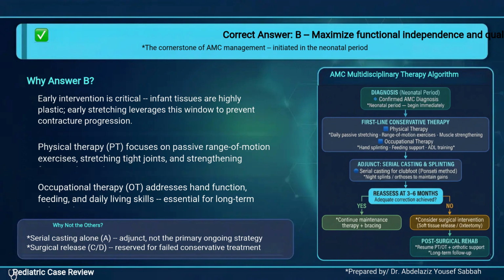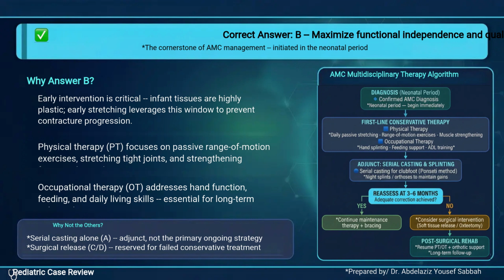quality of life. This is the cornerstone of Arthrogryposis Multiplex Congenita management and should be initiated in the neonatal period. Early intervention is critical because infant tissues are highly plastic, and early stretching leverages this window to prevent contracture progression. Physical therapy focuses on passive range of motion exercises, stretching tight joints, and strengthening functional muscles. Occupational therapy addresses hand function, feeding, and daily living skills, which are essential for long-term independence.